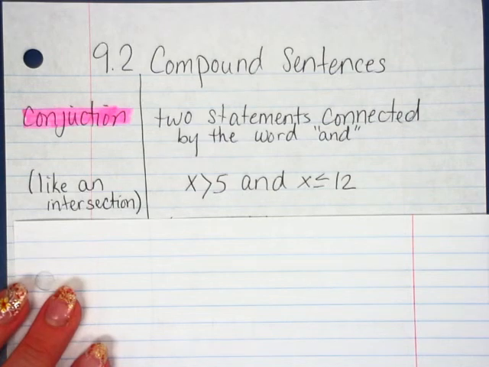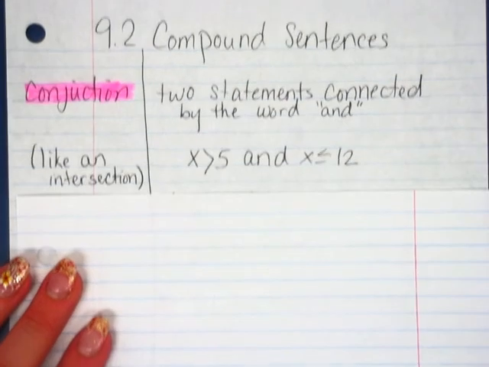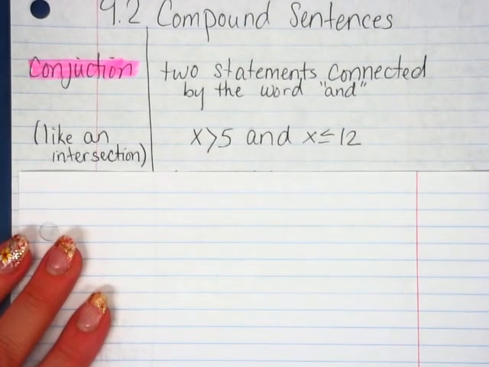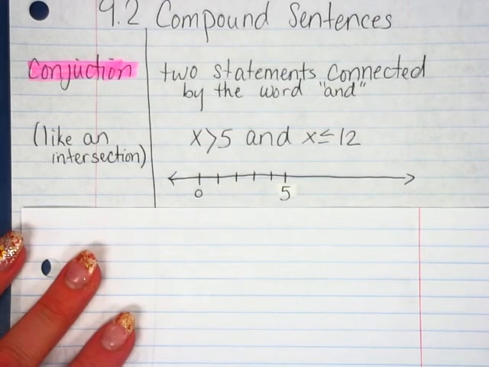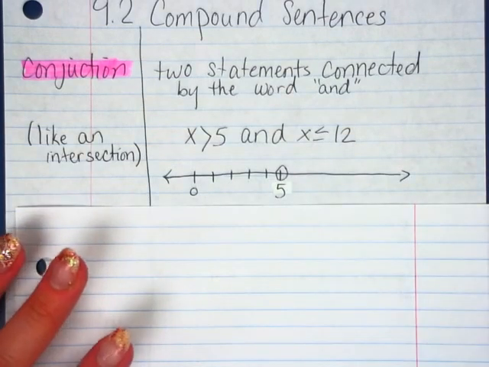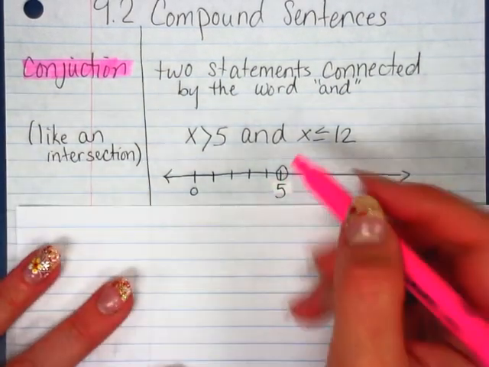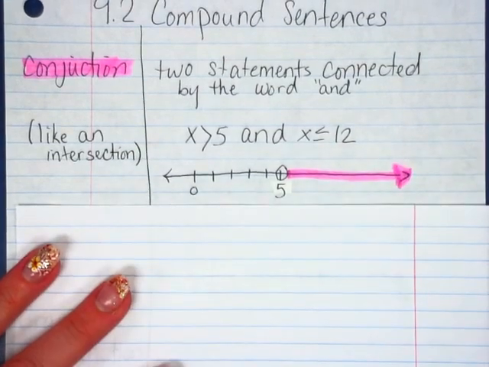X is greater than 5 and it's less than or equal to 12. Let's put this on a number line to see what it looks like. First, let's do X is greater than 5. Remember that it's an open circle because there's no equal sign. X is greater than 5 would be all the numbers on this side, 6, 7, 8, and keep going.